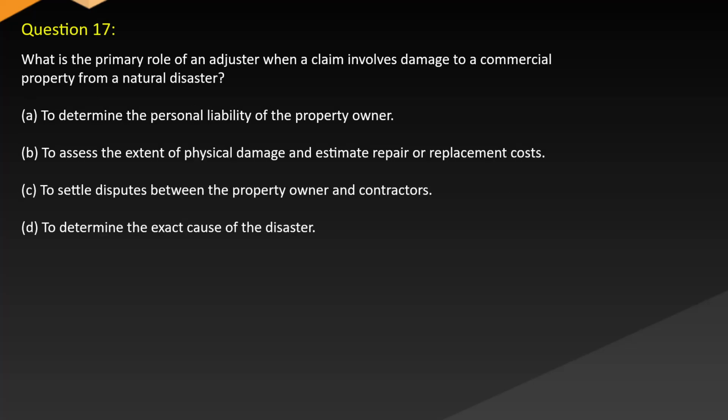Question 17. What is the primary role of an adjuster when a claim involves damage to commercial property from a natural disaster? A. To determine the personal liability of the property owner. B. To assess the extent of physical damage and estimate repair or replacement costs. C. To settle disputes between the property owner and contractors. D. To determine the exact cause of the disaster.